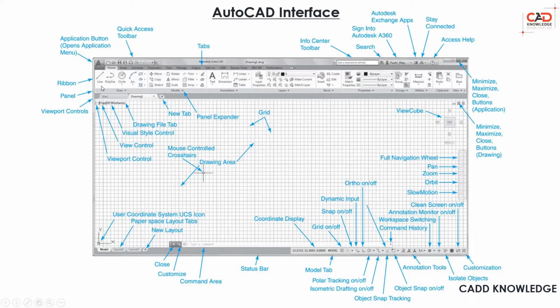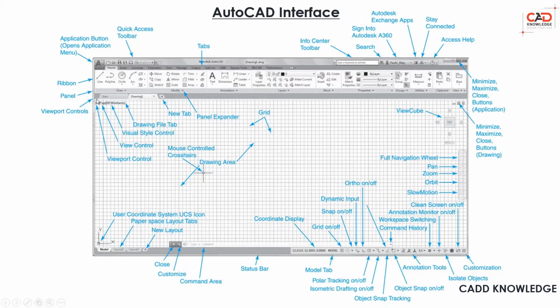tab. This is the ribbon, the white portion, and these are the tools, various tools: line, polyline, circle, arc. And these are the panels: draw panel, modify panel, annotation panel, and this is the panel partition, okay. And this is the start tab. We can start a new drawing from here.